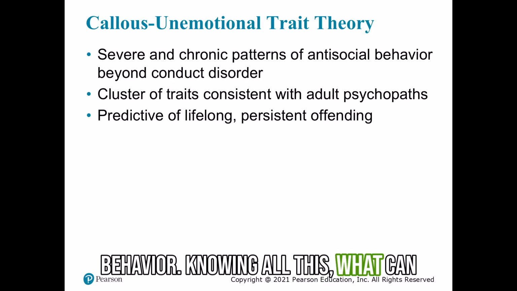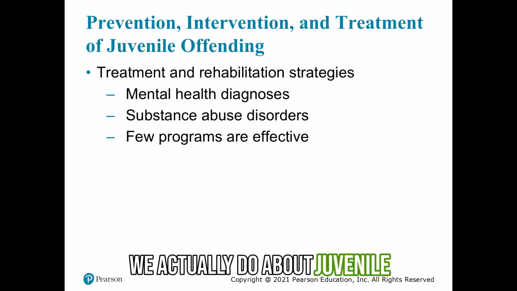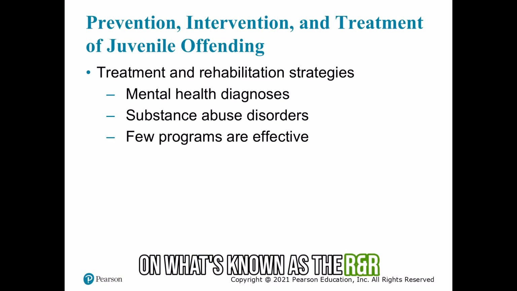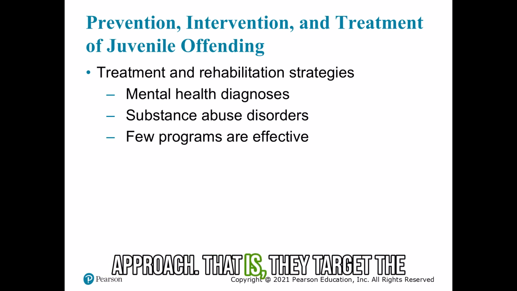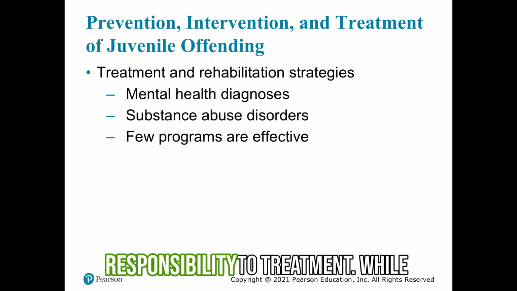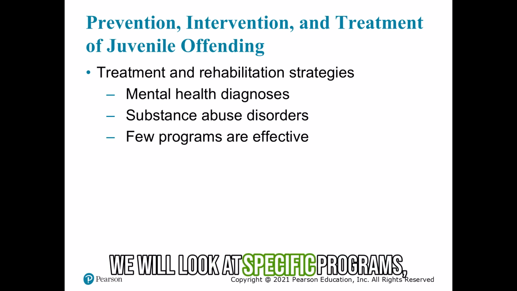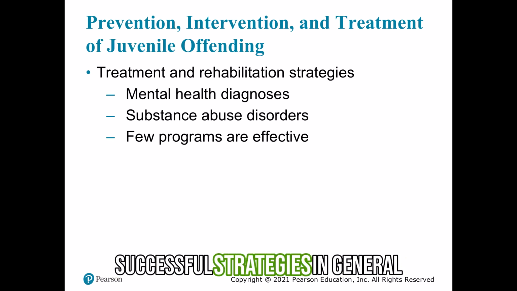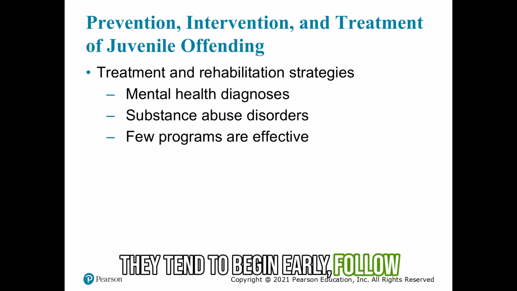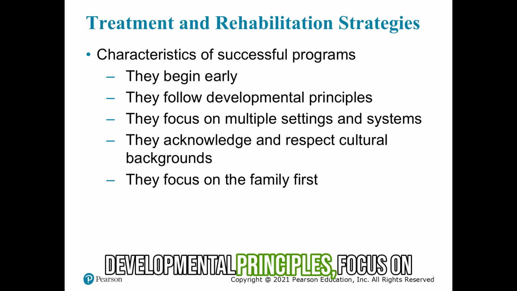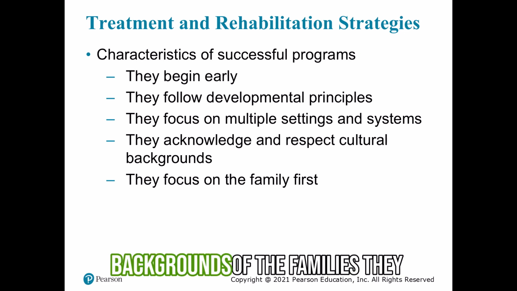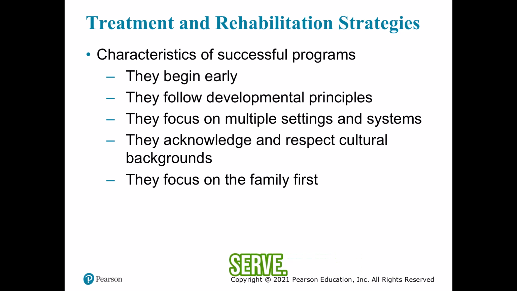Knowing all this, what can we actually do about juvenile delinquency? The most effective treatment strategies are all based on what's known as the RNR approach. That is, they target the offender's specific risks, needs, and responsivity to treatment. While we will look at specific programs, successful strategies in general share key characteristics. They tend to begin early, follow developmental principles, focus on multiple systems like home and school, and respect the cultural backgrounds of the families they serve.